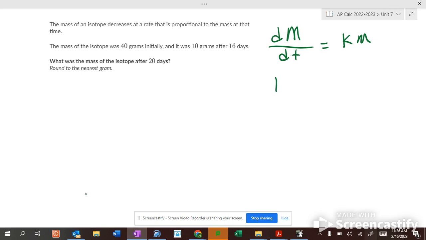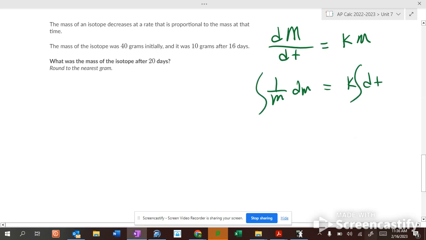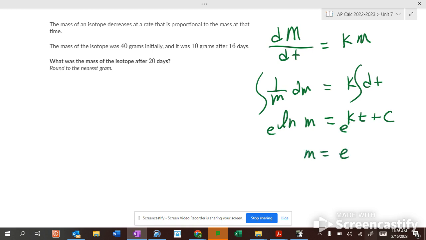All right. So 1 over m dm equals k dt. Remembering k is a constant, so it goes on the outside of the integral because we're not integrating k as a variable. It's a number. So the ln of m equals kt plus c. So what do we do to each side? Well, we e it. So m equals e to the kt plus c, which is the same as Ce to the kt.